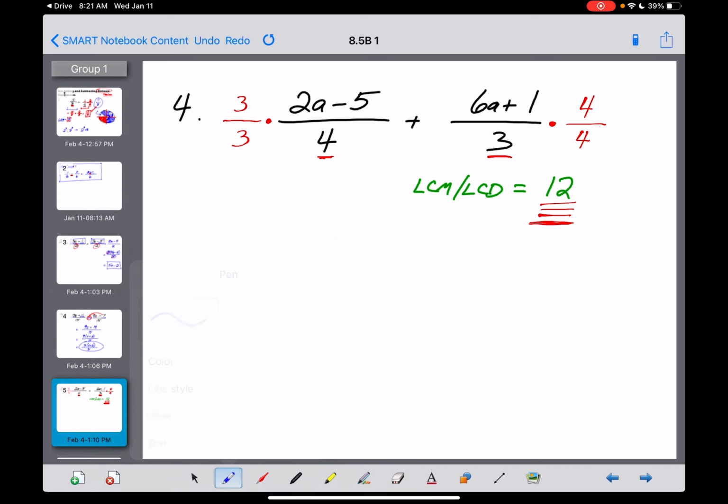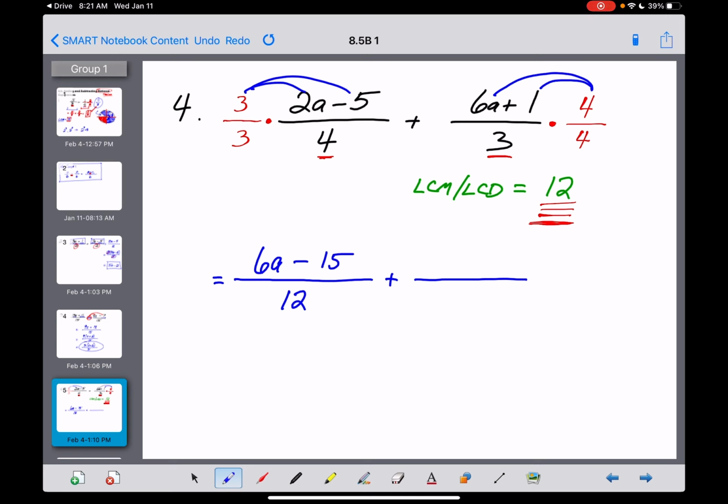Okay, so now it's time to convert here, everybody. We're going to take this 3 and distribute it into the 2a minus 5. So let me put an equal sign here, and here we go. 3 times 2a is going to be a 6a, and 3 times minus 5 is a minus 15. And in the denominator, 3 times 4, there's our common denominator of 12, plus the second fraction now. I'm kind of backwards distributing that 4, but the monomial goes into the binomial regardless of what order they're in. 4 times 6a is going to be a 24a, and then 4 times 1 is going to be a plus 4, and in the denominator, 3 times 4 is 12 again.